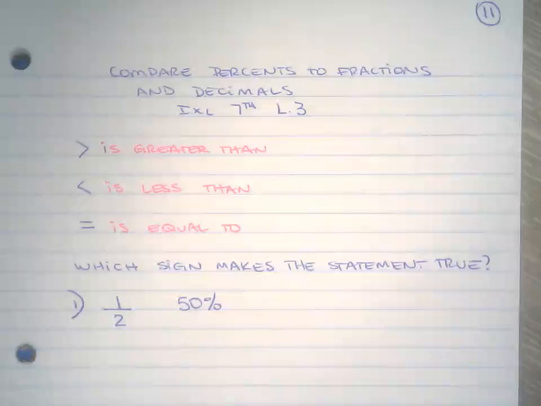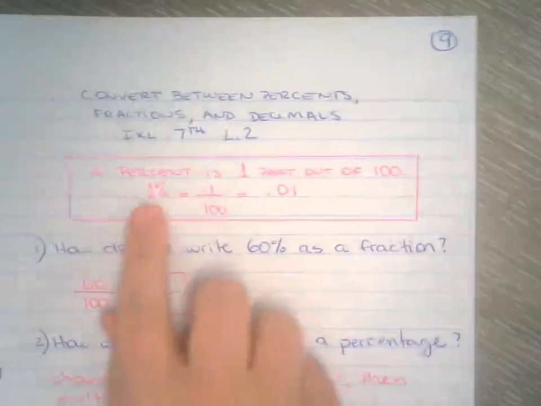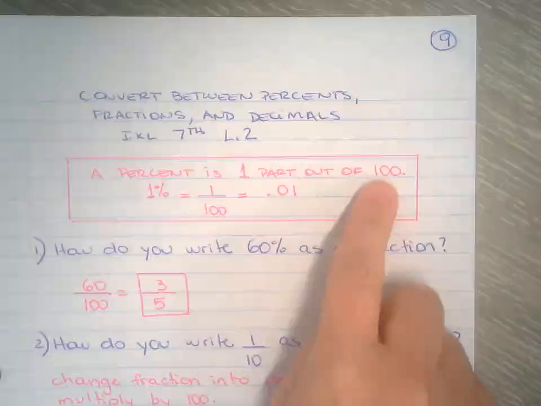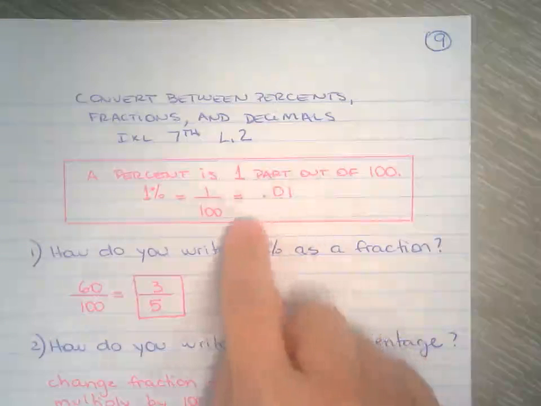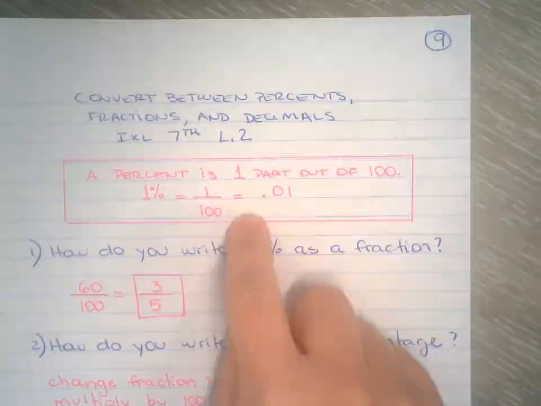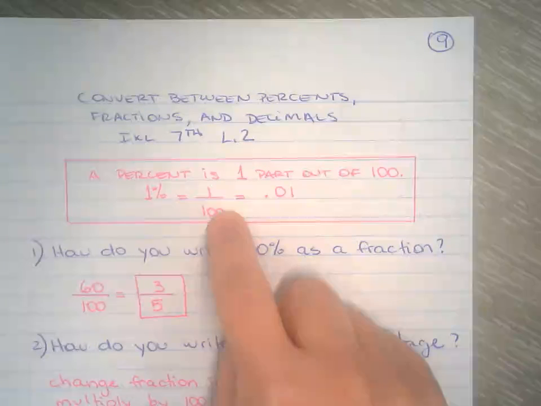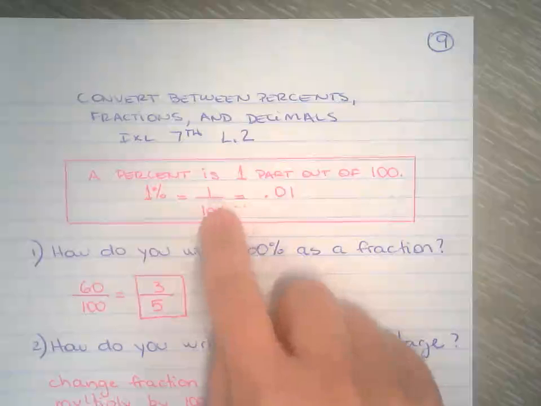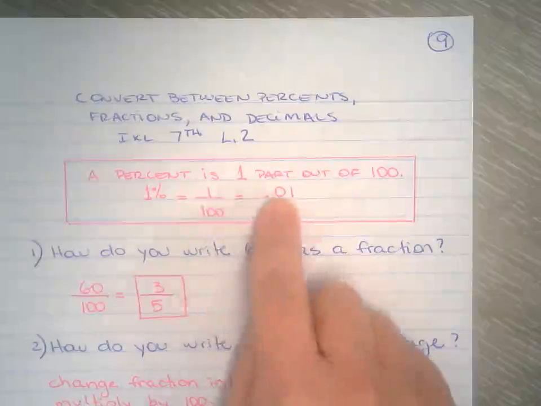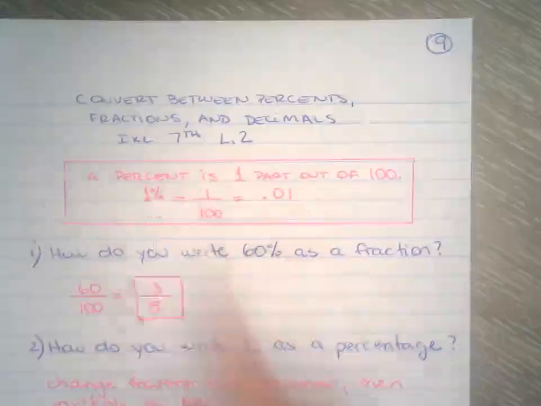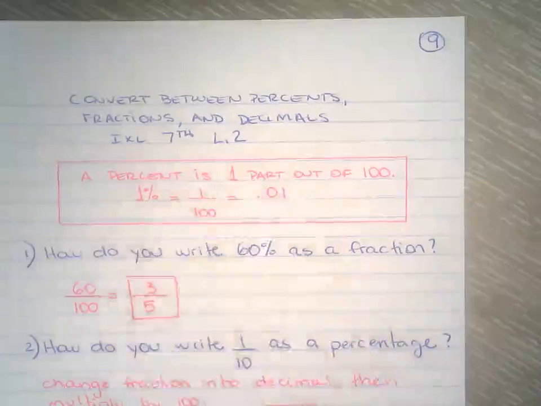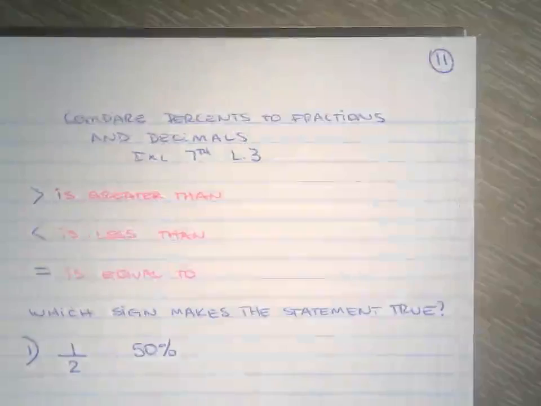Today we will compare percents, fractions, and decimals all together. Yesterday we were talking about how a percent is 1 part of 100, so we're going to constantly be coming back to yesterday's notes. I know that 1% is 1 over 100, and now I know how to go from the fraction into decimal and vice versa. So we're going to apply yesterday's knowledge to today.